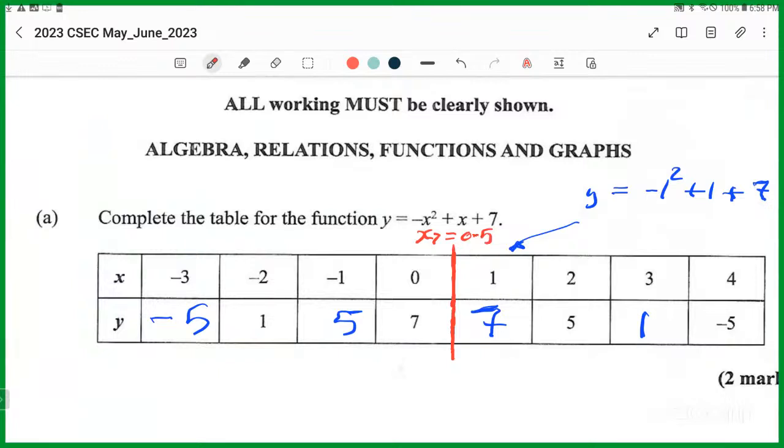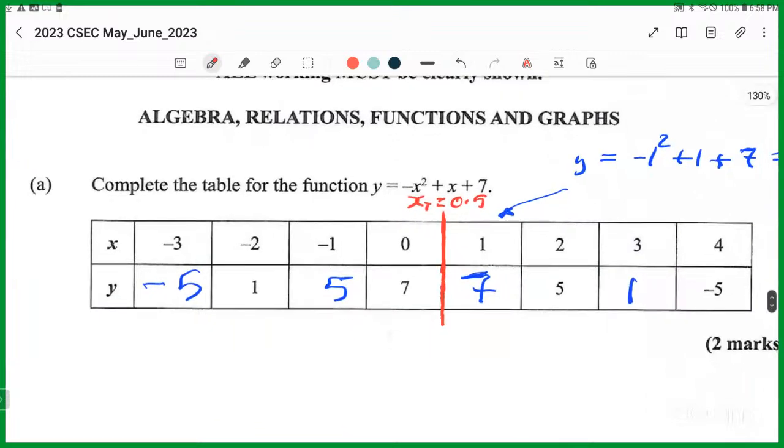We do the same thing all the time. All they do is change the values. We have to learn to do the mathematics easy. 0.5. Then the y value at this point: you plug the 0.5 into the function. You're going to get minus 0.5 squared plus 0.5 plus 7.